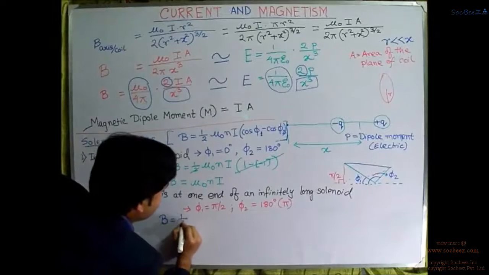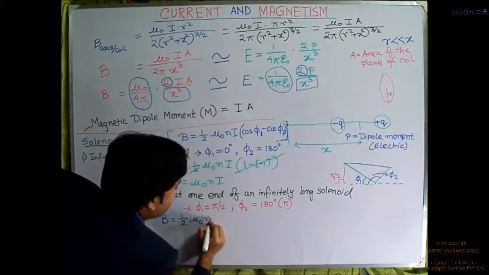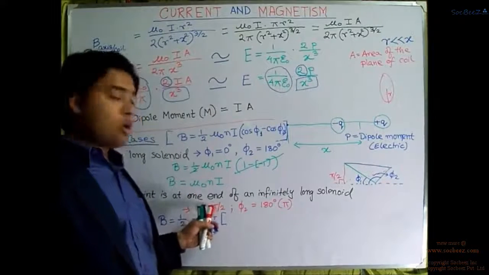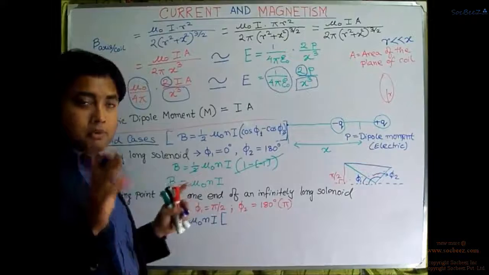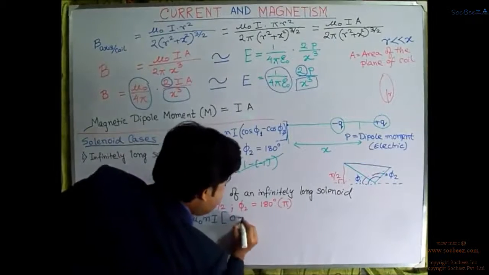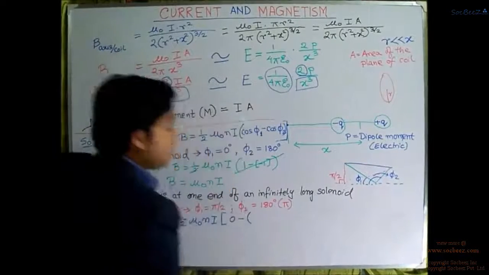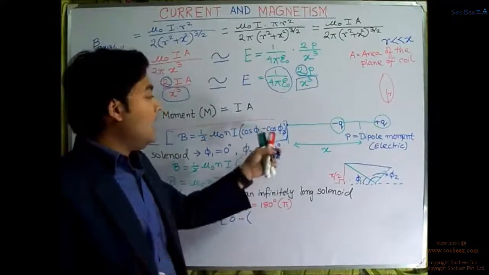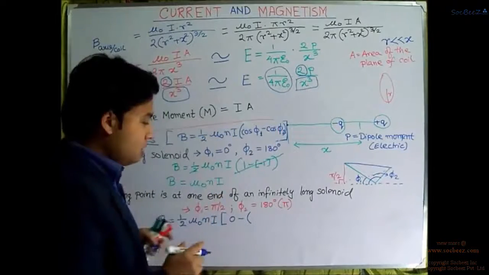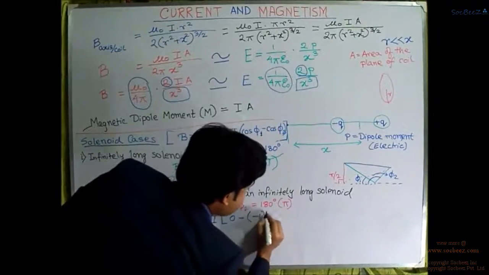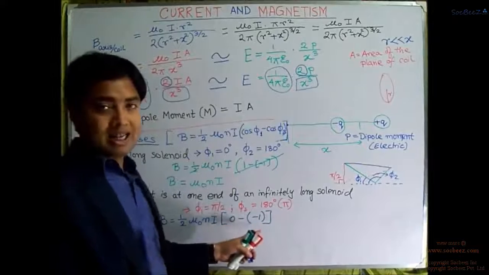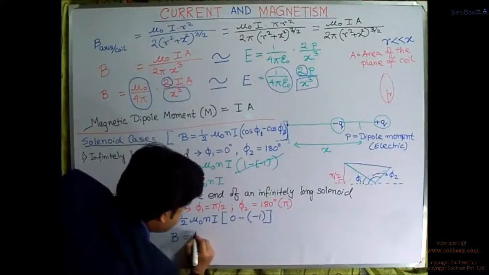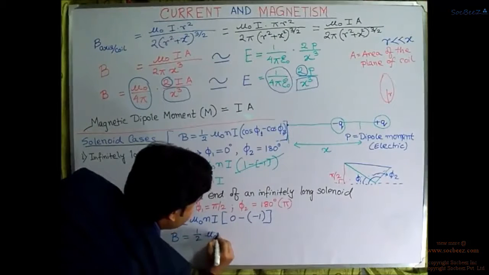B is equal to 1 by 2 mu naught N I multiplied by cos of phi 1 or cos of pi by 2. What is it? Simply 0. Minus cos of 180 degree or pi. What is the value? It is simply equal to minus 1. Minus 1. So this minus and minus will cancel out to be positive. So we will find the expression for B as 1 by 2 mu naught N I.